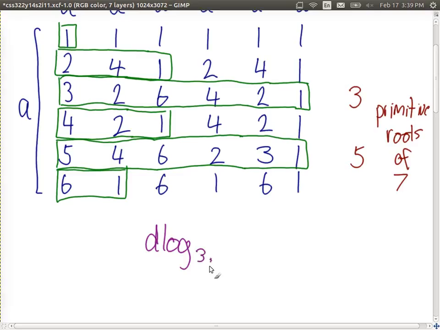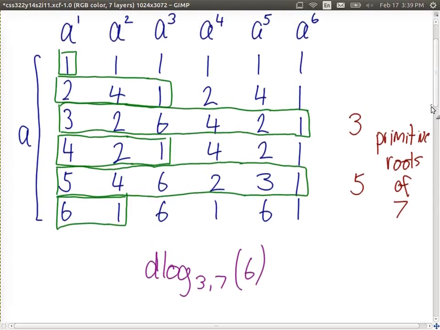If the base is 3, the modulus is 7, the discrete log of 6, remember, we can think about it as 3 to the power of something mod 7 equals 6. In fact, we've solved that already. 3 to the power of 3 mod 7 gives us 6. So the discrete log is 3 in that case. And we've seen these examples before. The point is, for any number here, 1 through to 6, we'll get one value as an output here.